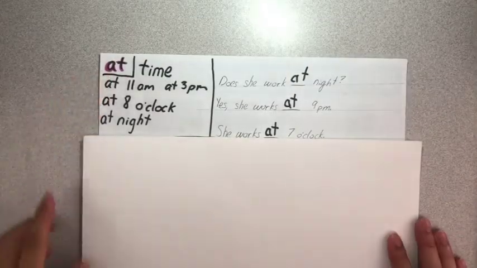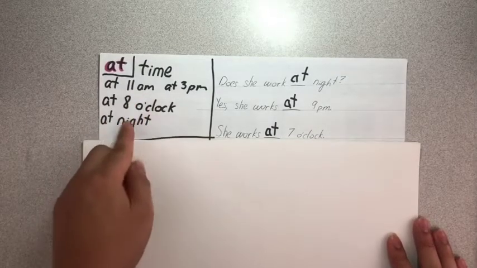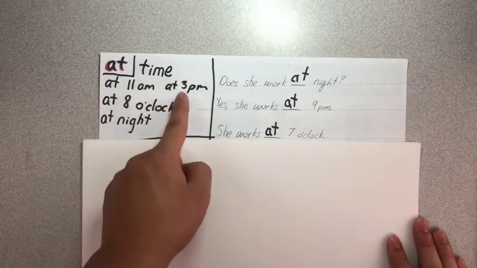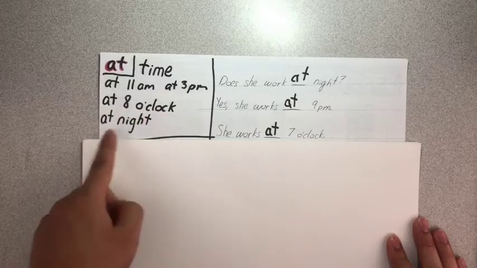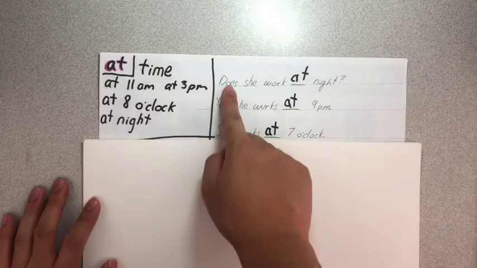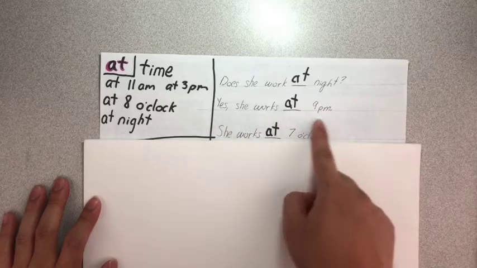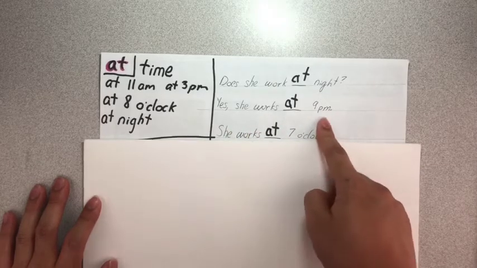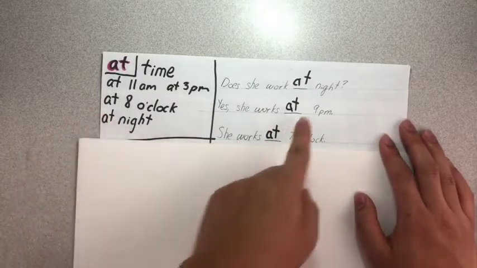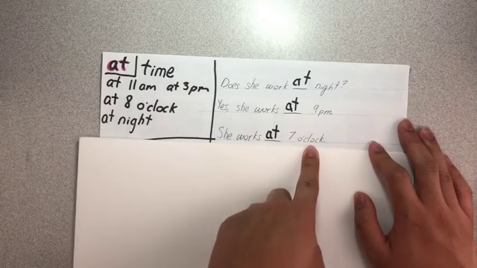Let's start with at. When I ask for a time, when it has a number for the hours, we use at. So we say at 11 a.m., at 3 p.m., at 8 o'clock, at night. So when we ask a question like, does she work at night? We say, yes, she works at 9 p.m. Yes, she works at 11 p.m. Yes, she works at night. Yes, she works at 7 o'clock.